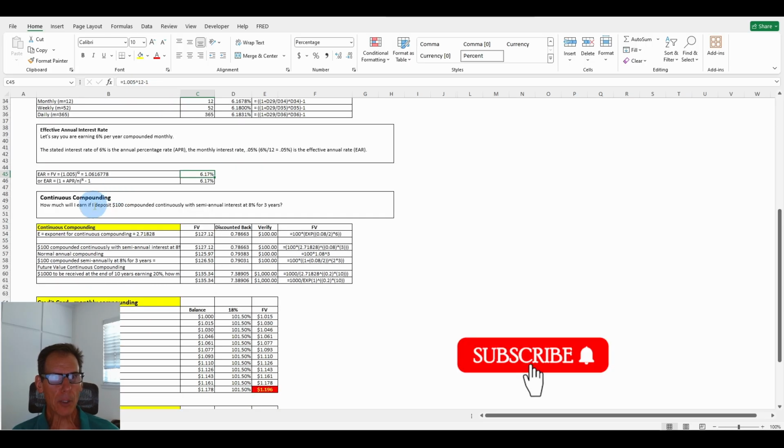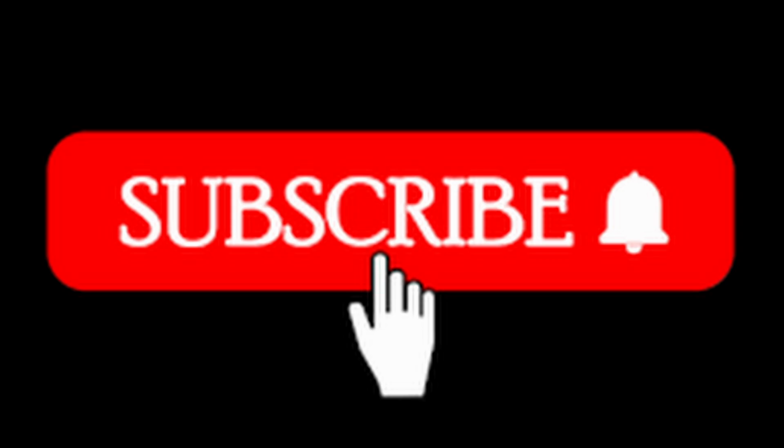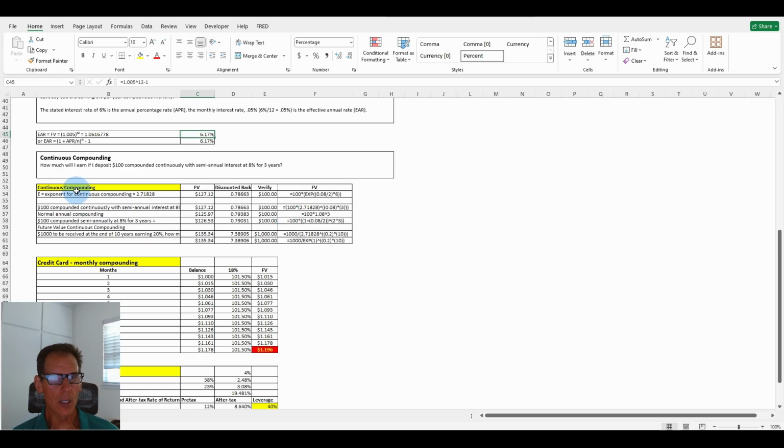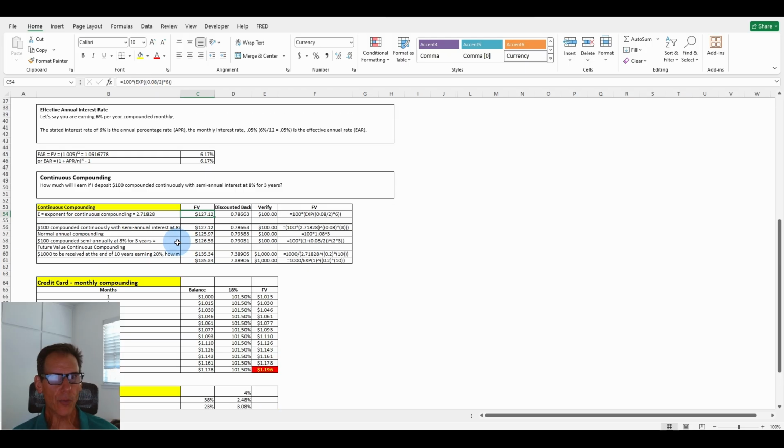12. That's it. How much will I earn if I deposit $100 compounded continuously at 8% for 3 years? So I said E, so there's your E. That's going to be your exponential, or EXP. 100, we're going to use the shortcut EXP, 8% divided by 2. Why? Semi-annual. For how long? This said for 3 years. 2 times 3 is equal to 6. That's how you come about this. Discounted back, 0.0783 is the factor, and that'll get us back to 100.